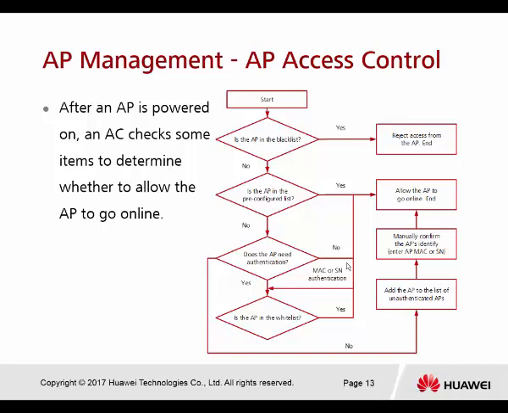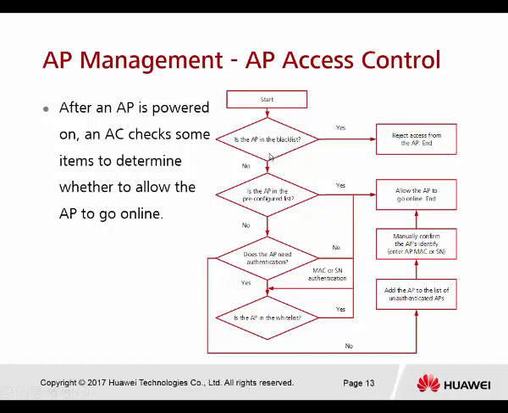So now the AP found the AC. Now the AC has to do some checking. Right now the AP tries to connect and associate with me. Is the AP in the blacklist? If this AP is already added to the blacklist, that means I will not allow this AP to connect to my controller, so it will reject the access. So the AP will always fail to form the connection with your controller.